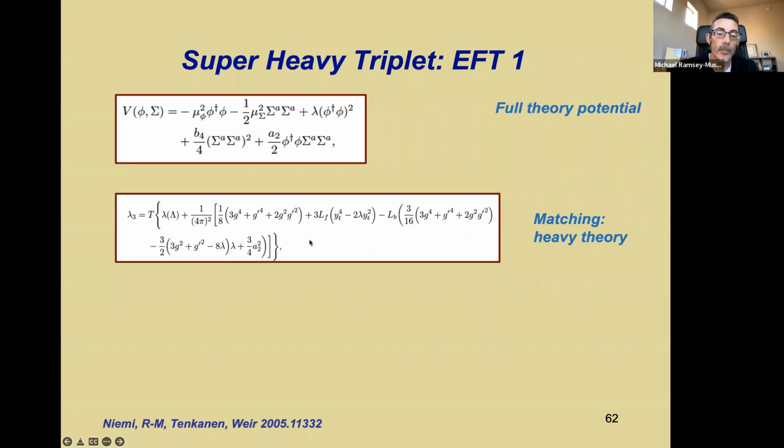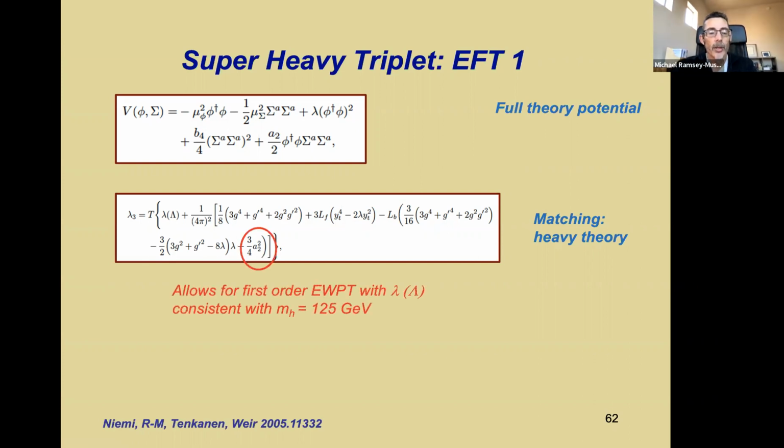And then there are these matching contributions due to the loops. And importantly, there's a contribution from the Higgs portal coupling here that comes in squared. And if you go back to the line before, you can see that the overall sign is negative. So it's a negative times a positive number. And so that means that when A2 is non-zero, the finite temperature lambda 3 in the light theory is smaller than it would be in the standard model. And therefore, if A2 is large enough, in principle, there can be a first order phase transition.